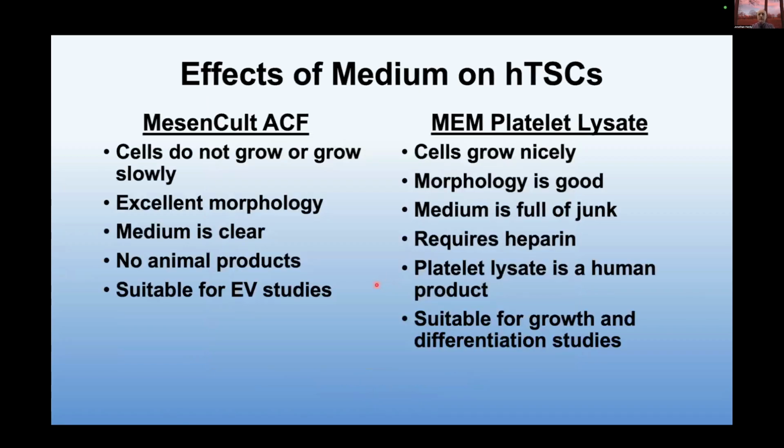So here's the summary of our TSC growing experiments. In the mesenchymal medium, the cells didn't grow very fast, but they had really good morphology. This medium is also clear. It doesn't have any serum in it, so that's very nice. And there are no animal products in it, I don't believe. So that's going to be suitable for making EVs. That's the medium we're going to use when we do our infections and make our EVs and characterize them.